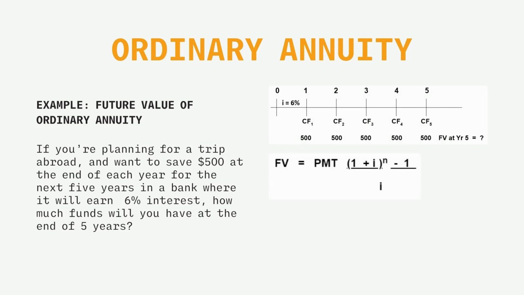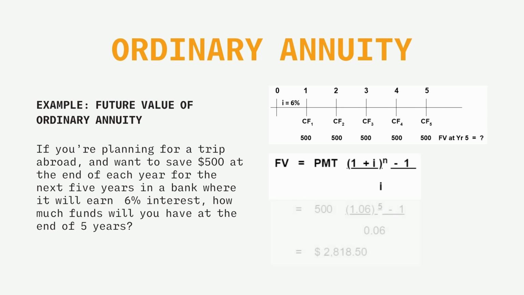Example for future value of ordinary annuity. If you're planning for a trip abroad and want to save $500 at the end of each year for the next 5 years in a bank where it will earn 6% interest, how much funds will you have at the end of 5 years? In the timeline, you draw it at 0, which is time today, and 1, 2, 3, 4, 5 years. And below those years, you have equal payment of $500. So in year 1, $500, year 2, $500, year 3, $500, year 4, $500, and on year 5, $500.